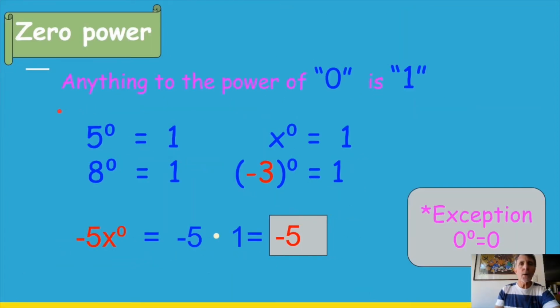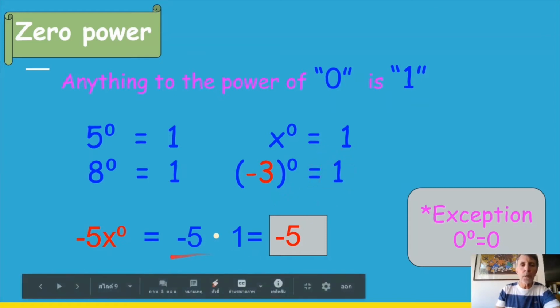The 0 power. Anything to the 0 power is 1. And we can prove that, but just take it, we'll prove that later with powers of 10. But right now, if you see something to the 0 power, it's 1. 5 to the 0 power, 8 to the 0 power, x to the 0 power, all of these are equal to 1. This is a little bit of a trick because this is negative 5 times x to the 0. There's an invisible dot there. And so that's negative 5 times 1, which equals negative 5.